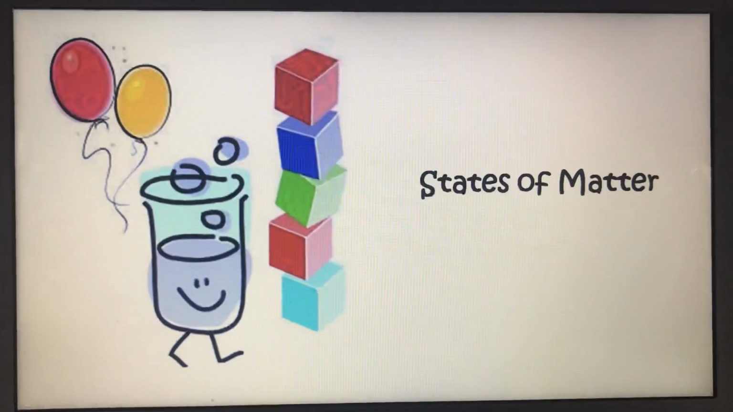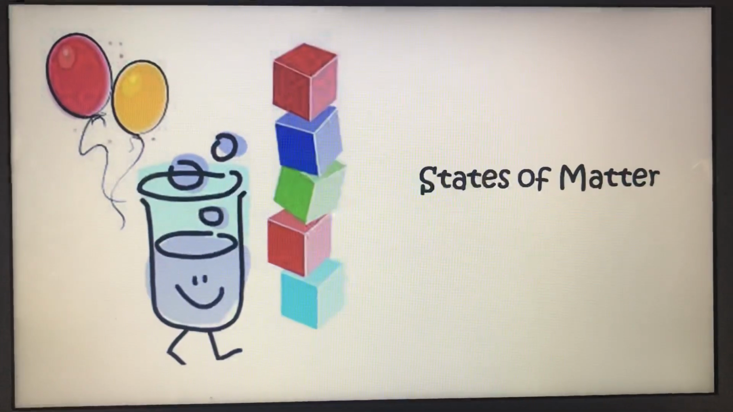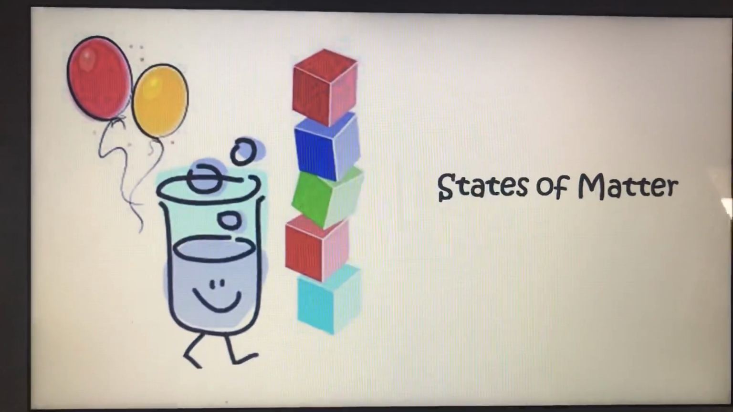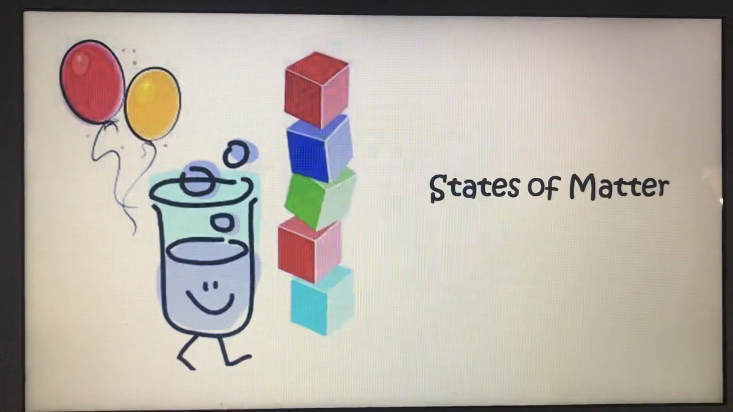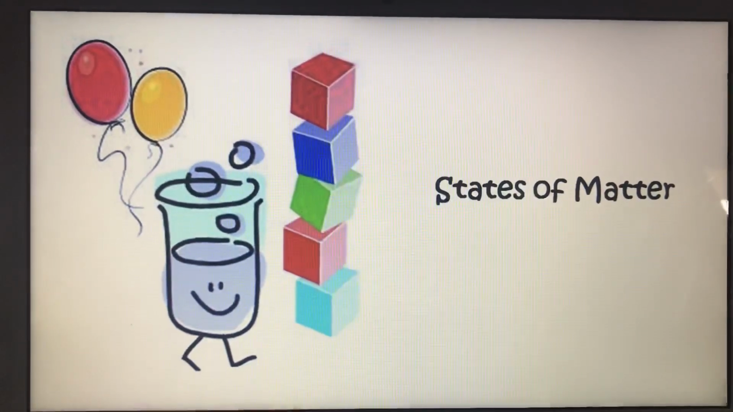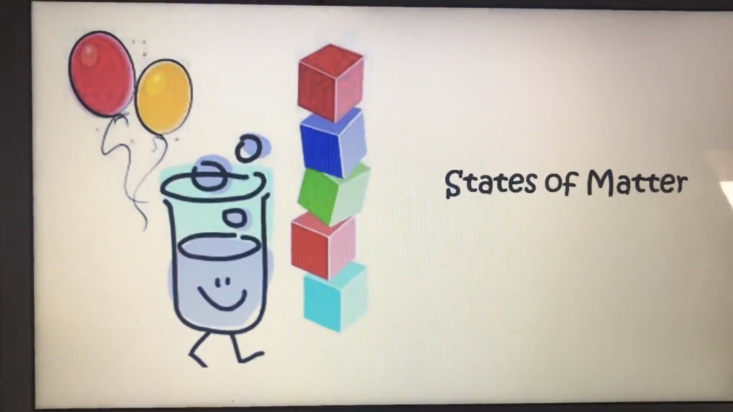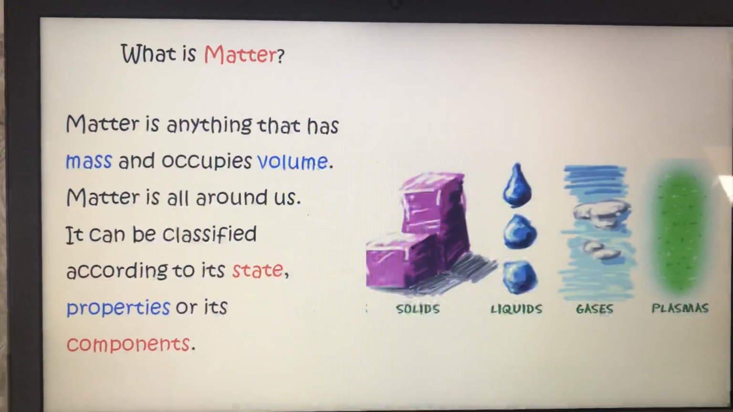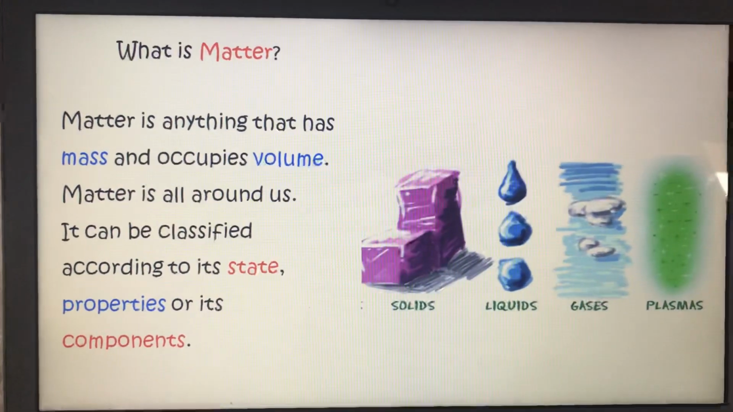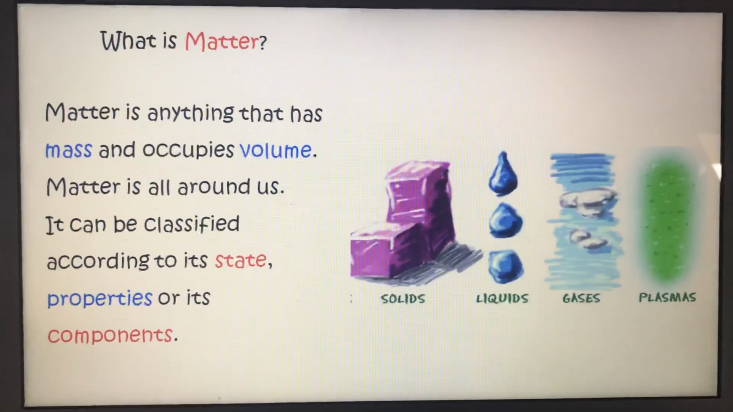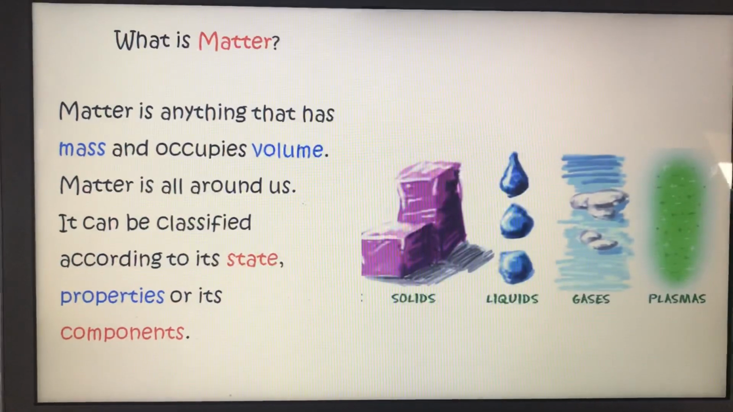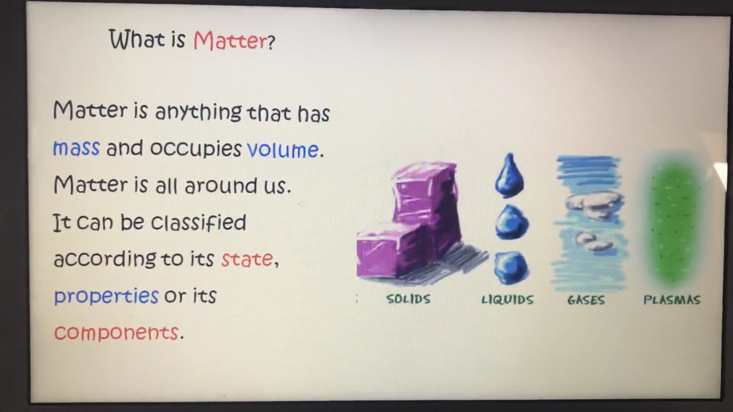Hello, grade 7. Today I'm going to continue the explanation of chapter 1 in chemistry called states of matter. I'm going to start recalling what are the states of matter, and then we're going to move on to the classification of states of matter. So just to recall, what is a matter? A matter is anything that has mass and occupies volume. So matter is all around us, and it can be classified according to its state, properties, or its components.